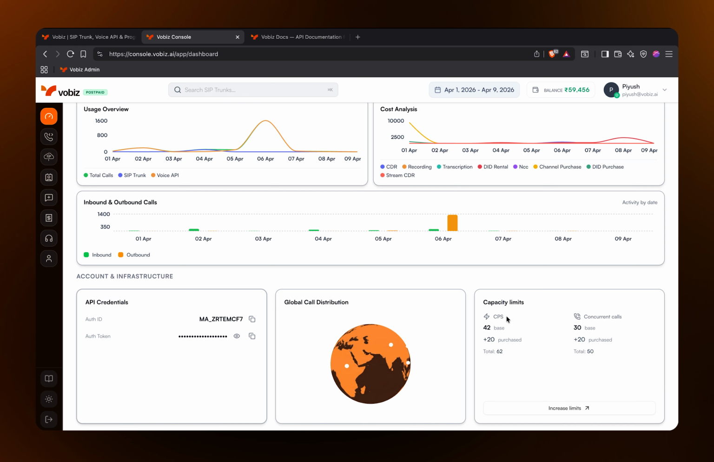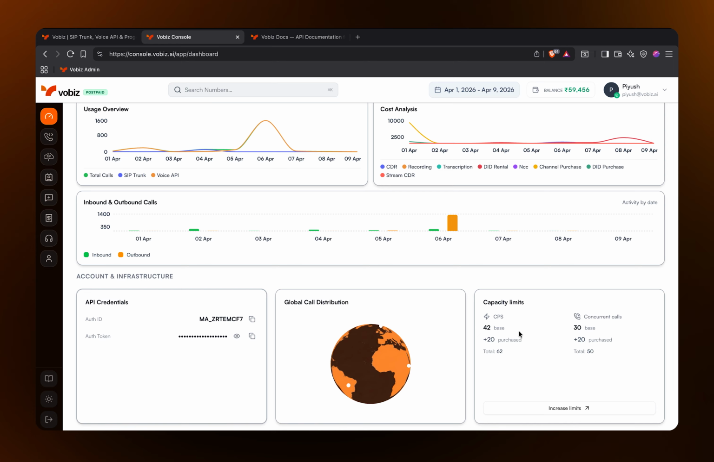So at a given point of time, if my concurrent calls are 50, I cannot make more than 50 calls at a given point of time. If there are 50 calls already going on and I want to initiate another call, either the call will be rejected or the call will be queued.